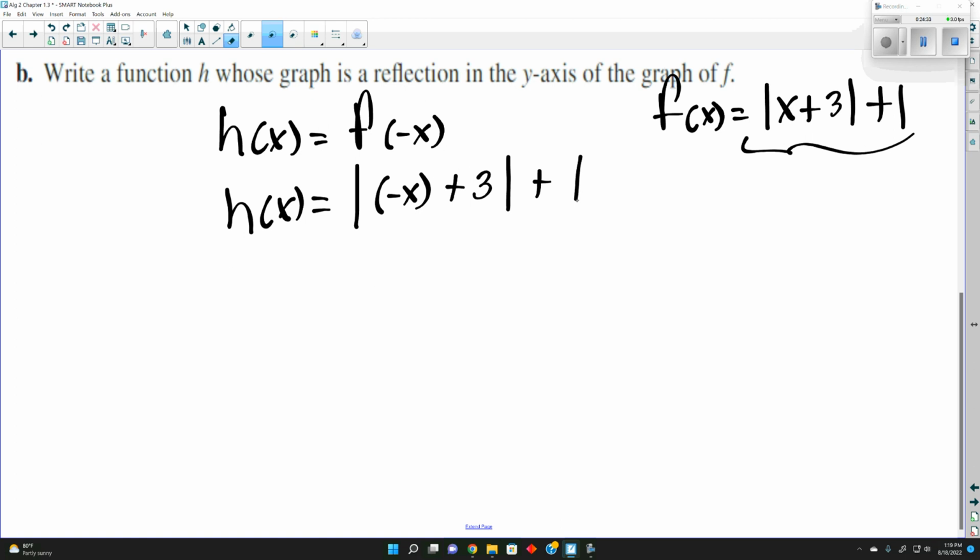Because again, as we're plugging that negative x in, we're plugging it in every place where there's an x. Well, we don't need the parentheses around that negative x because there's nothing in front of it. So really we're saying h of x is equal to this here.